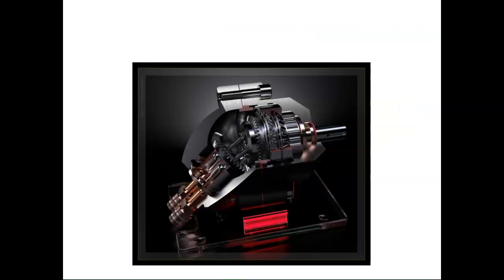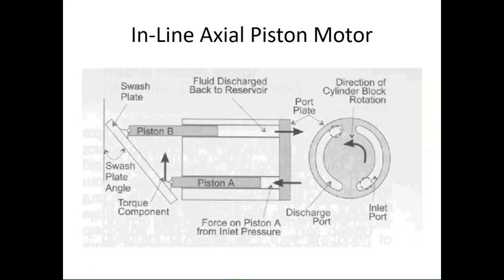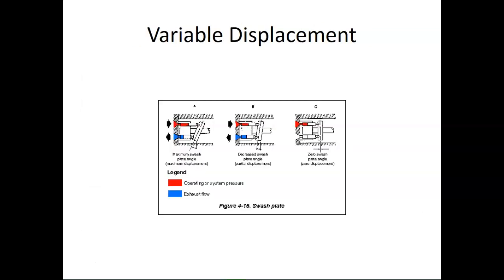Okay. And you could actually grab hold of it, spin it, and see how it worked better. Anyway, I can describe it to you. You have a piston A and a piston B, and as they move through the rotation, the fluid compresses and releases. Okay.